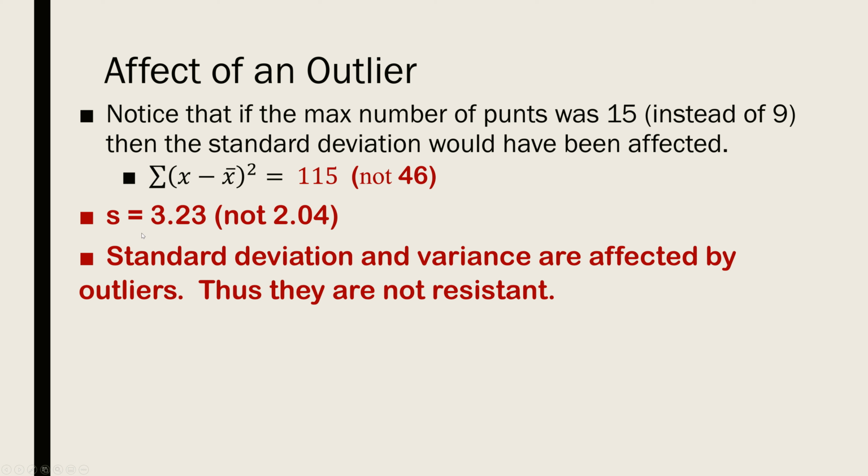Then we can calculate the sample standard deviation. It becomes larger, which is 3.23. Hence, we know that standard deviation and variance are affected by outliers, thus they are not resistant.